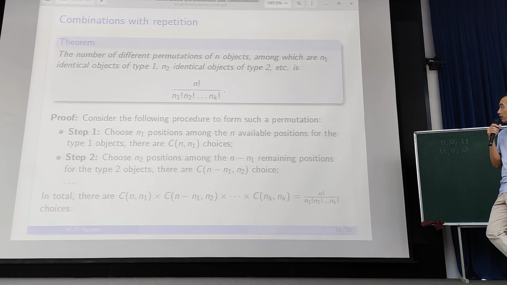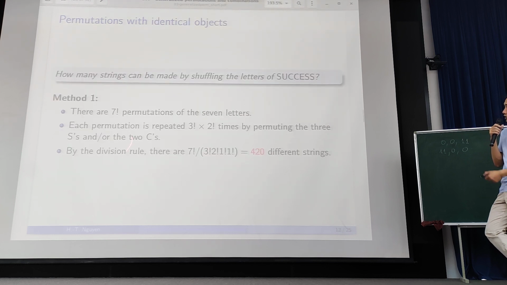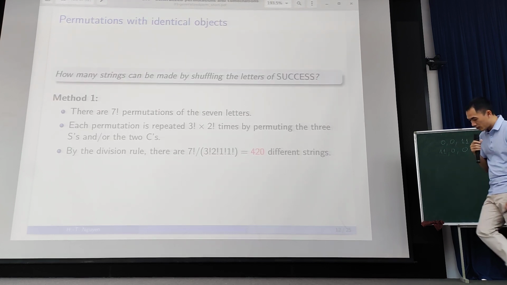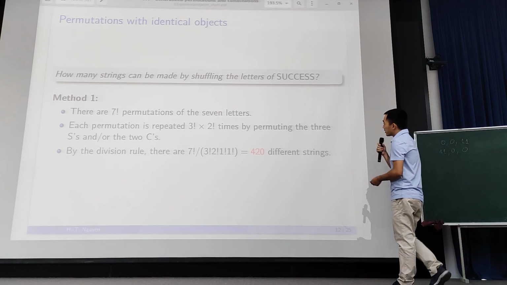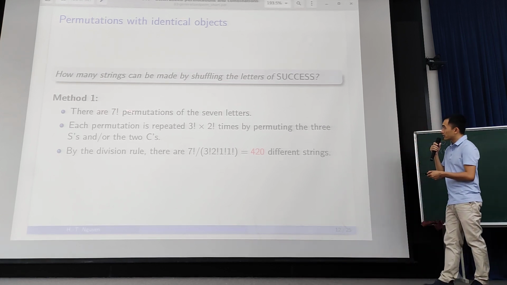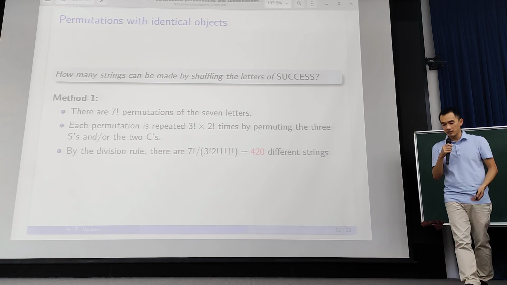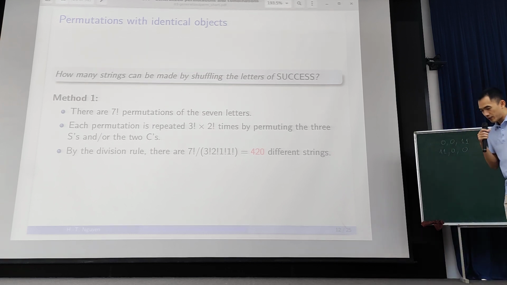Okay? So, in this method, you can first consider all the permutations of the letters. Suppose first you ignore the repetitions. If you ignore the repetitions, you have 7 factorial permutations. But now some of the permutations are repeated because there are some repeated letters.